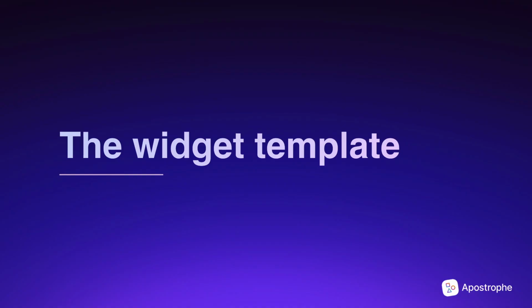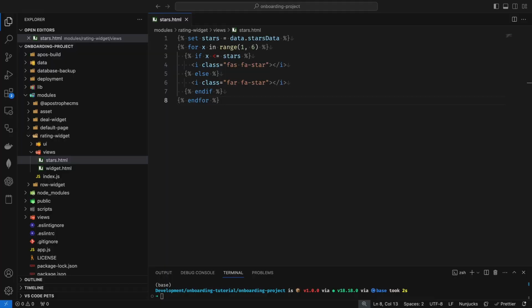The last part for our async component is the markup for the widget, where we actually pass data to the component function and then insert the HTML that is returned from the stars.html template we just created. Open the modules, rating widget, views, widget.html file, and replace the existing content with the following code. I'll paste it in from the written tutorial and then walk you through it.